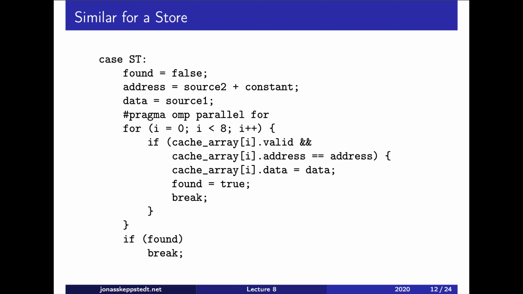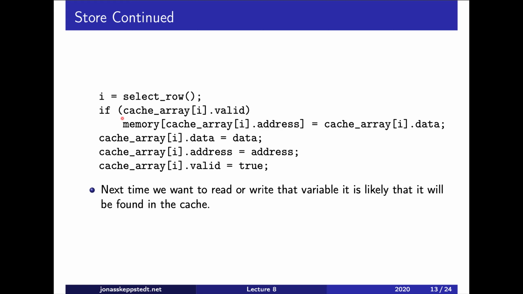And the situation is similar for stores. We try to find it, and if we found it, then we overwrite the previous value of the data and leave. Otherwise we have to select a row and copy to memory what was there if it was valid, and then overwrite this with our own data. The hope is that we will read this data in the future, so that read will be faster than if we had not put it in the cache.